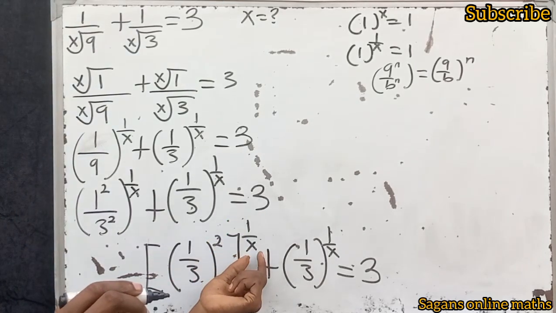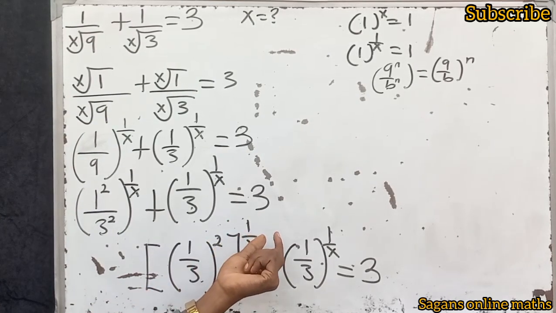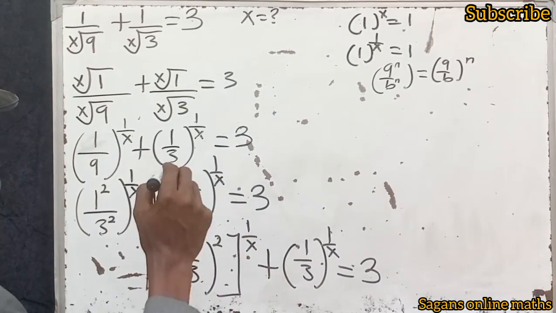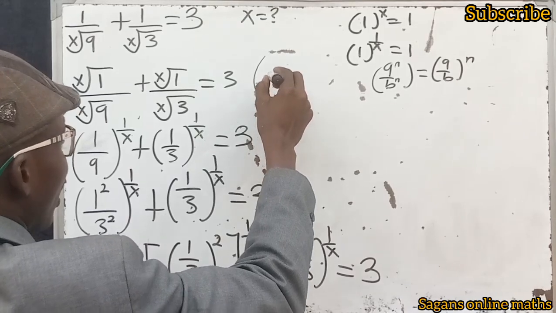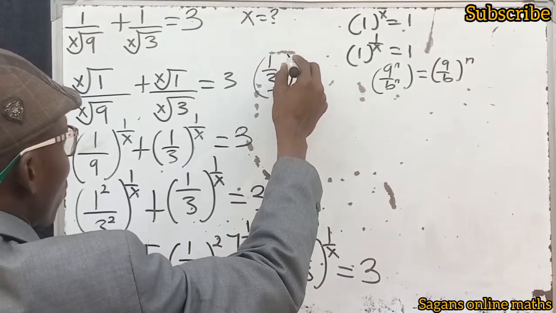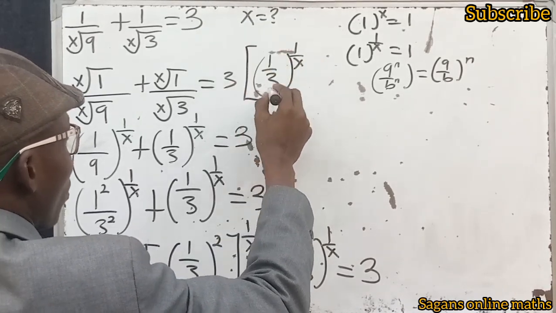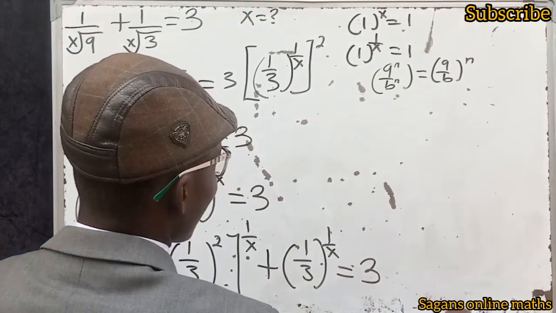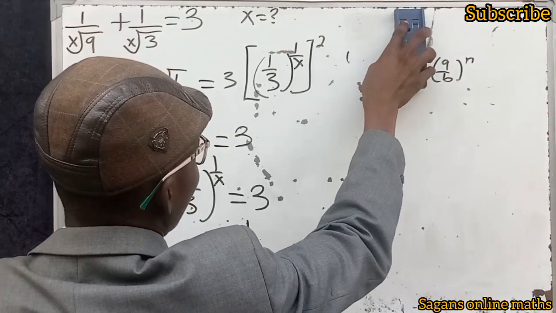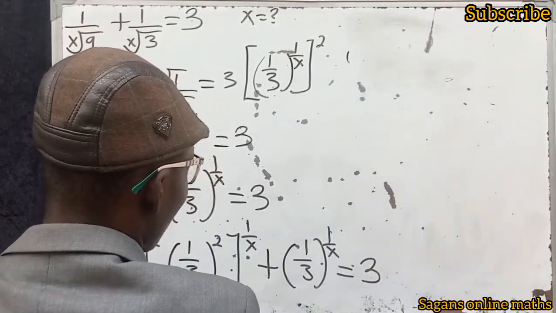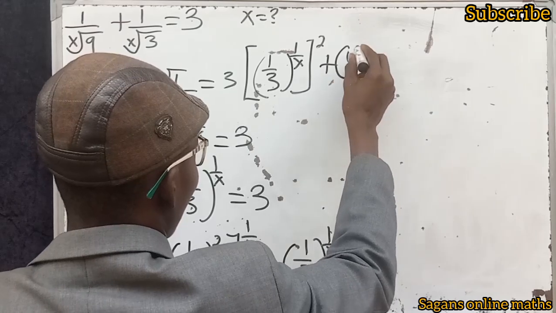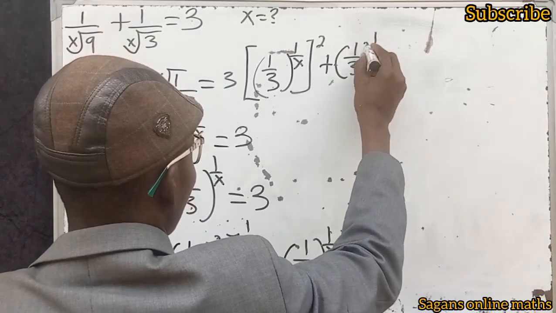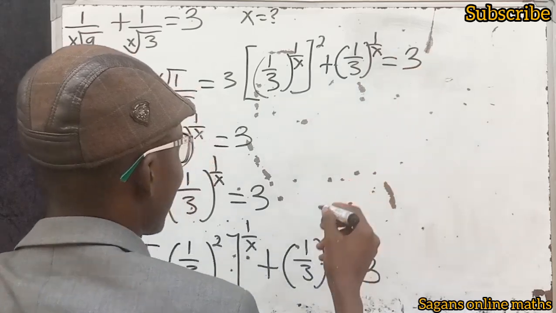Now I can bring this 1 over x into here and bring this 2 outside, because 1 over x multiplied by 2 is equal to 2 multiplied by 1 over x. So we can write it as 1 over 3 all to the power of 1 over x, all to the power of 2. It's the same thing, right? Then plus 1 divided by 3 all to the power of 1 over x equals 3. Now you can see that something is common.